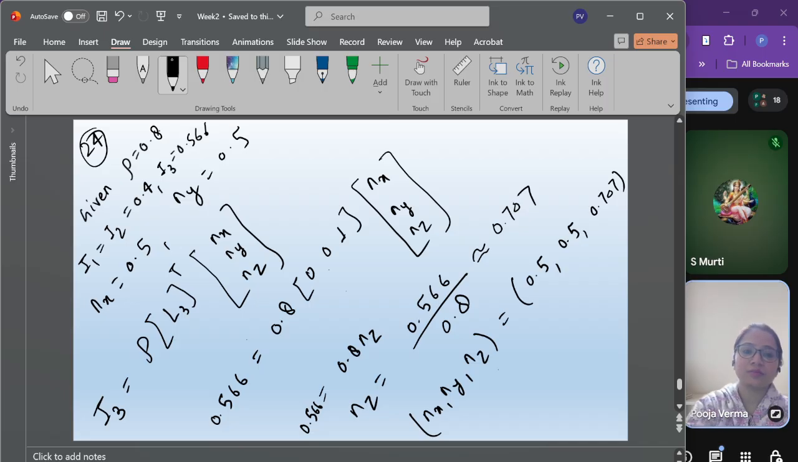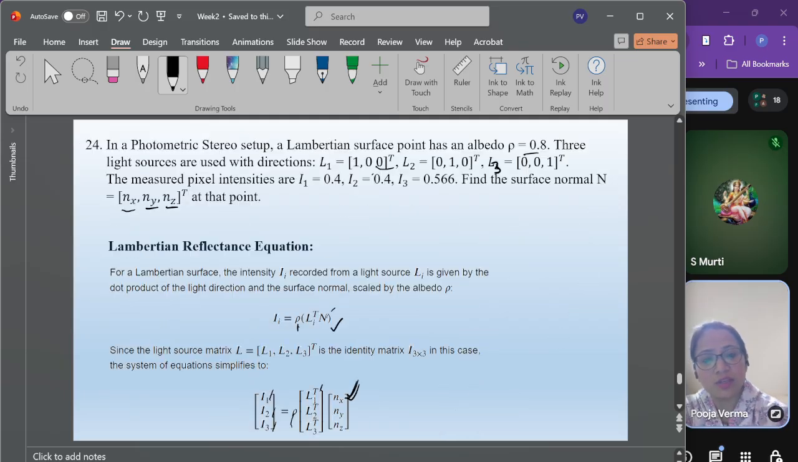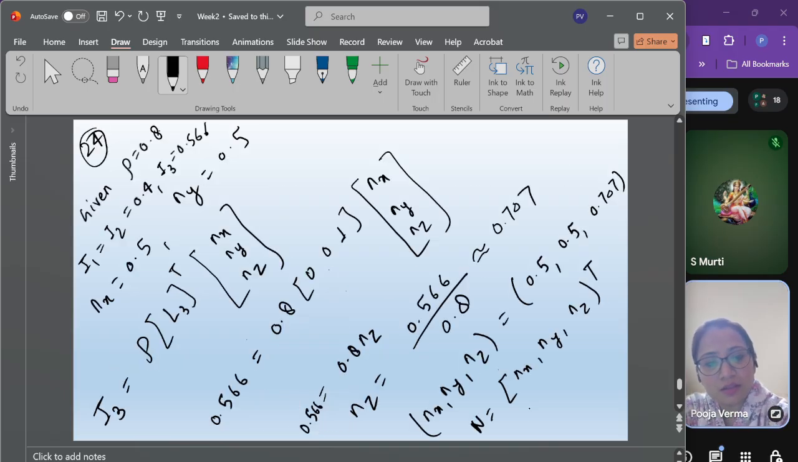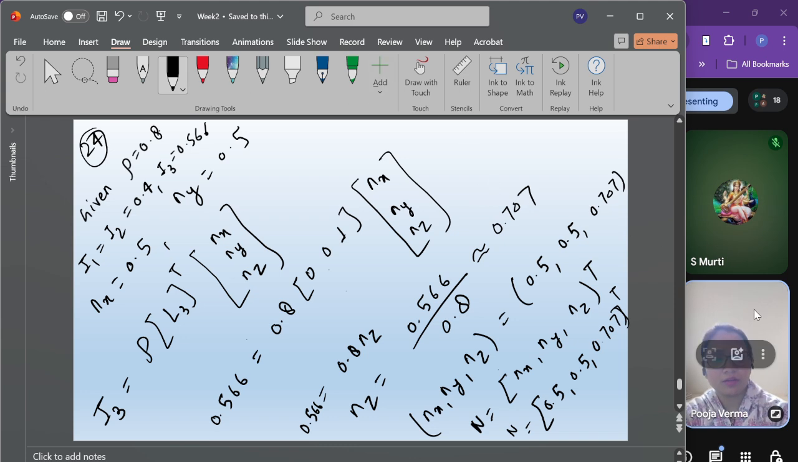So nx, ny, and nz that we have got are 0.5, 0.5, and 0.707. The surface normal n is nx, ny, nz transpose, as given in this equation. So the final answer is 0.5, 0.5, 0.707 transpose. This is the surface normal, and this is the final answer for this question. Is it fine?